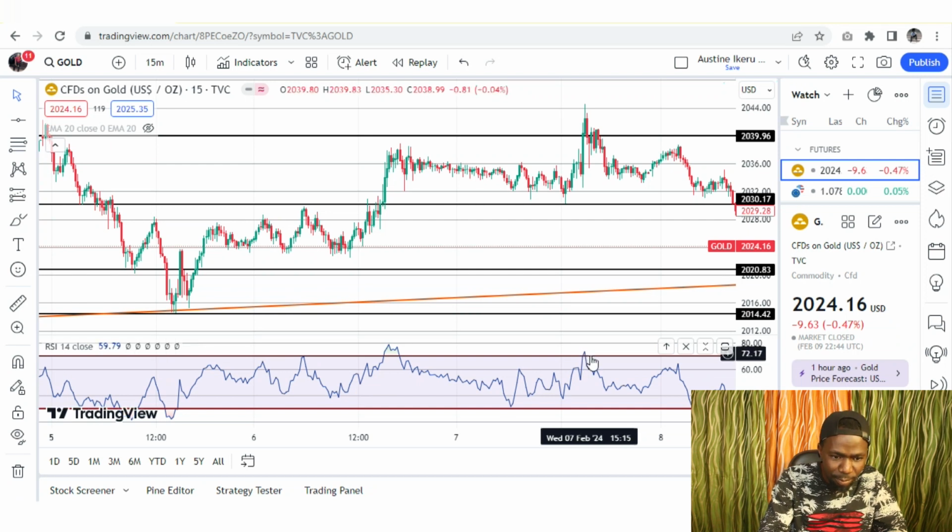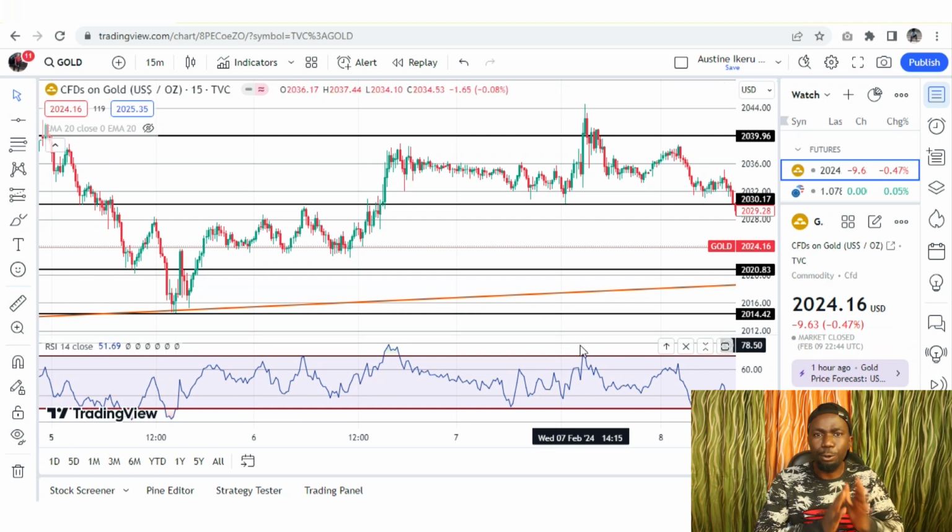So this is another example again. The price entered into an overbought condition, and the RSI entered into an overbought condition, and the price enters into the resistance level. You can clearly see this is the resistance level, and the RSI is already at the overbought condition. So once you see that, you are meant to sell, right?